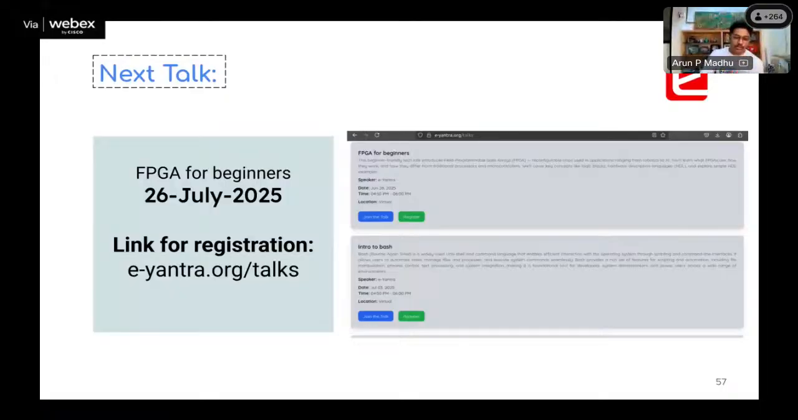Today's talk was an intro to quadcopters. The next talk is scheduled for 26th July 2025, which is FPGA for beginners. There they will be discussing what an FPGA is and how you can use it and all kinds of stuff like that. This is the registration link, so anyone in this talk who is interested can register at this link. After that, intro to Bash will come.